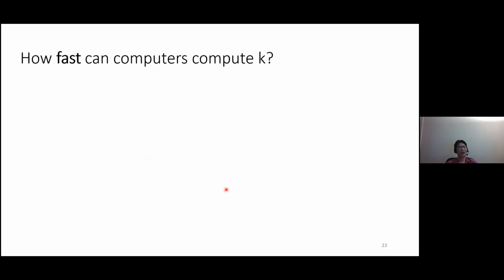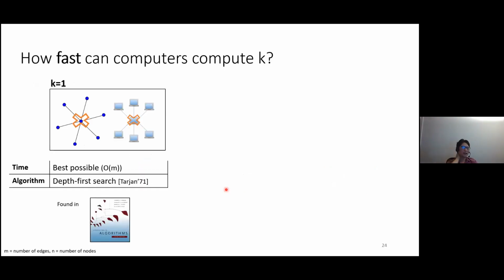Let me tell you a little bit about the history of this problem. People have asked this for a long time: how fast can you compute k? For the case of k equals 1, this was known since 71 by Tarjan. Probably you have heard of him, Turing Award winner. He got the best possible result, and that's pretty much using depth first search. You can find this question in this textbook, for example.